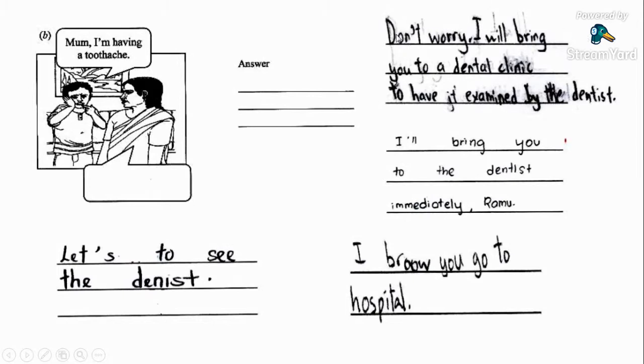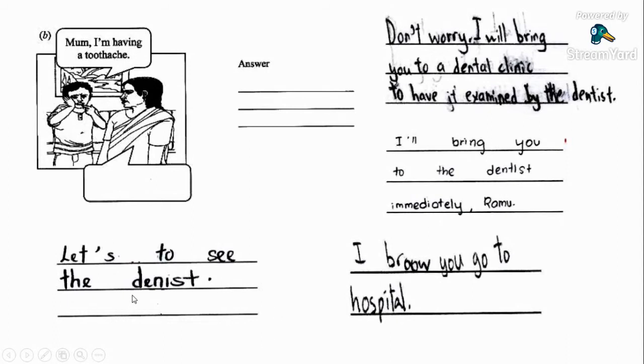Okay, punctuation is correct, contraction is correct, there is a full stop here and a full stop here. So this kid will get 2 marks for sure. "I'll bring you to the dentist immediately, Ramu." This student will also get 2 marks. Contraction, I'll bring you to the dentist immediately. Ramu, there is the name, and then a full stop. 2 marks.